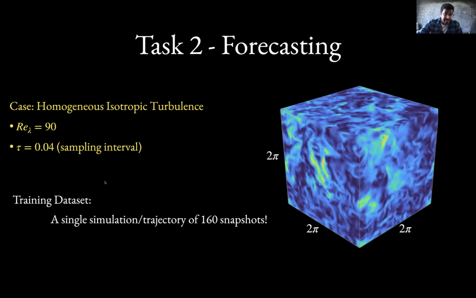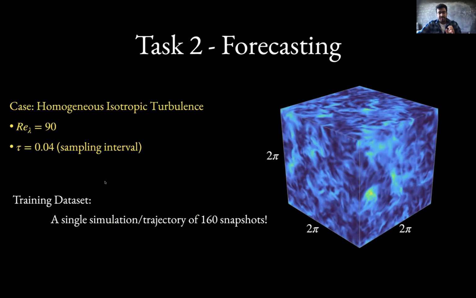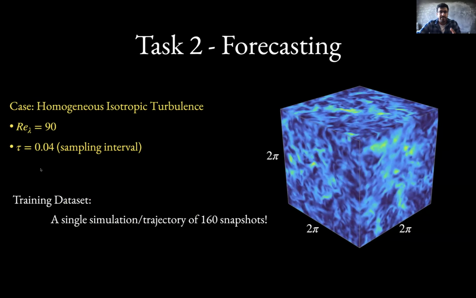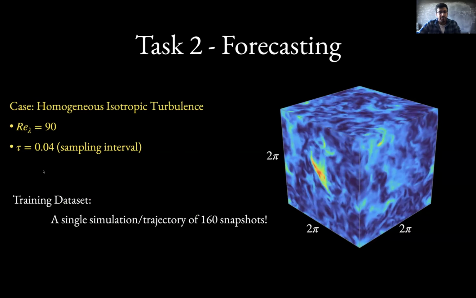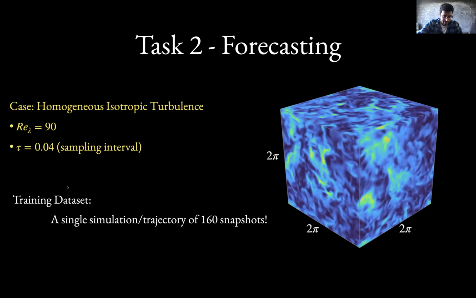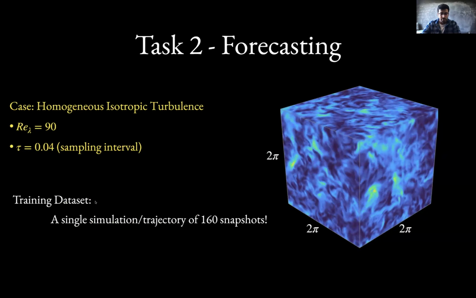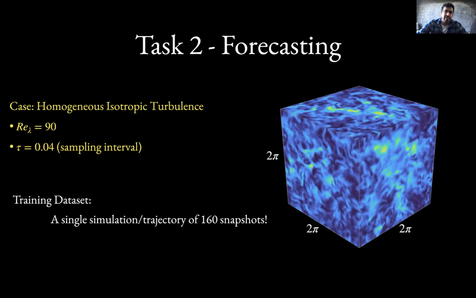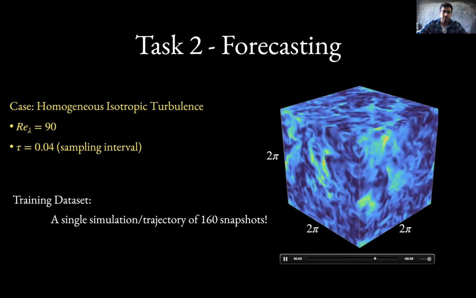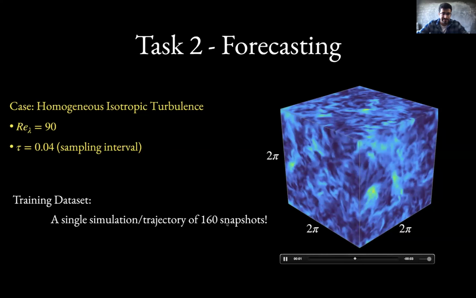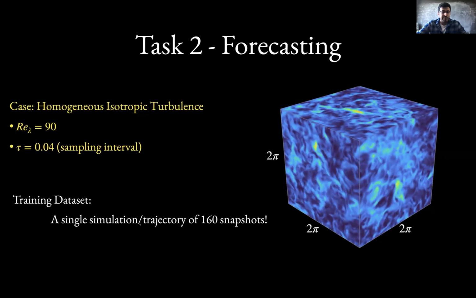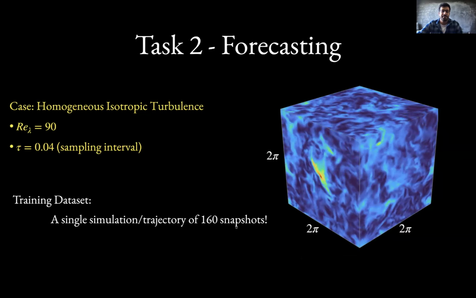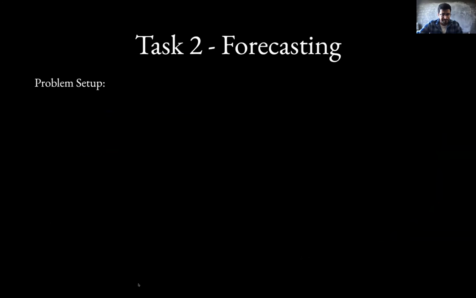And our training data set in this case consisted of just a single simulation, a single trajectory of 160 snapshots, because generating three-dimensional volumetric spatiotemporal systems using numerical methods is pretty expensive. This is a problem in general suffered by all areas of science, where high fidelity simulations of time-dependent volumetric systems are expensive. So to reflect upon this limitation, we force ourselves to learn from just 160 snapshots of a single trajectory. So this is the low data regime.